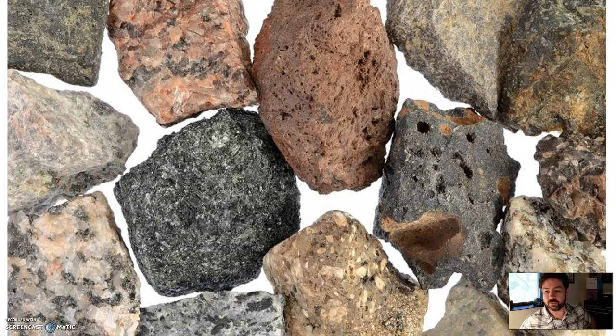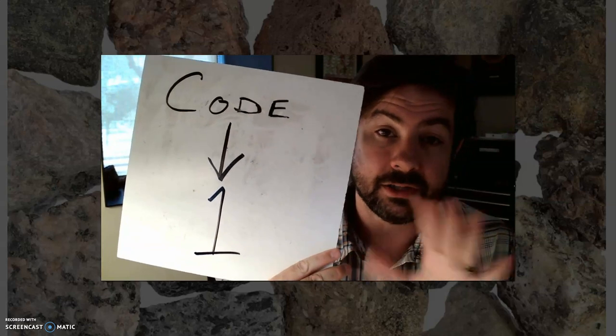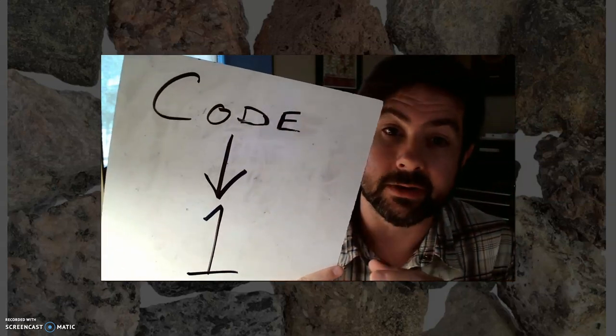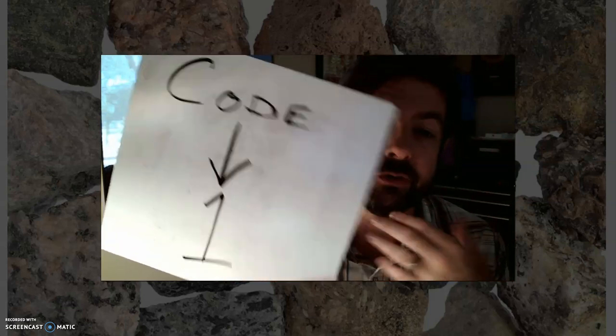Because this is kind of a bigger section, we're going to go ahead and pause here for now. When we come back, we'll talk about sedimentary rocks and metamorphic rocks, and that will actually wrap up this unit. So I will see you back here in just a second.